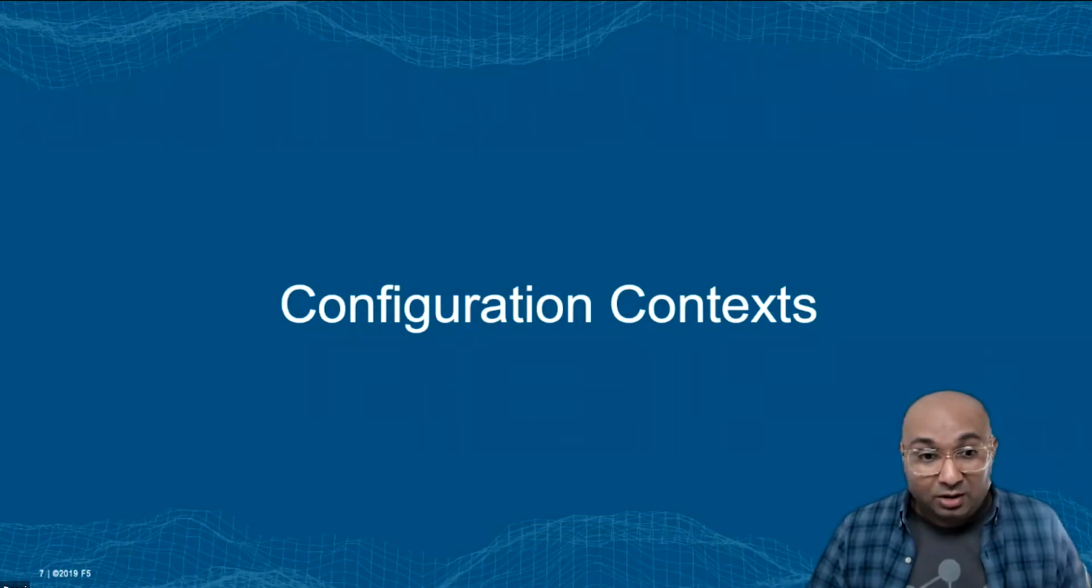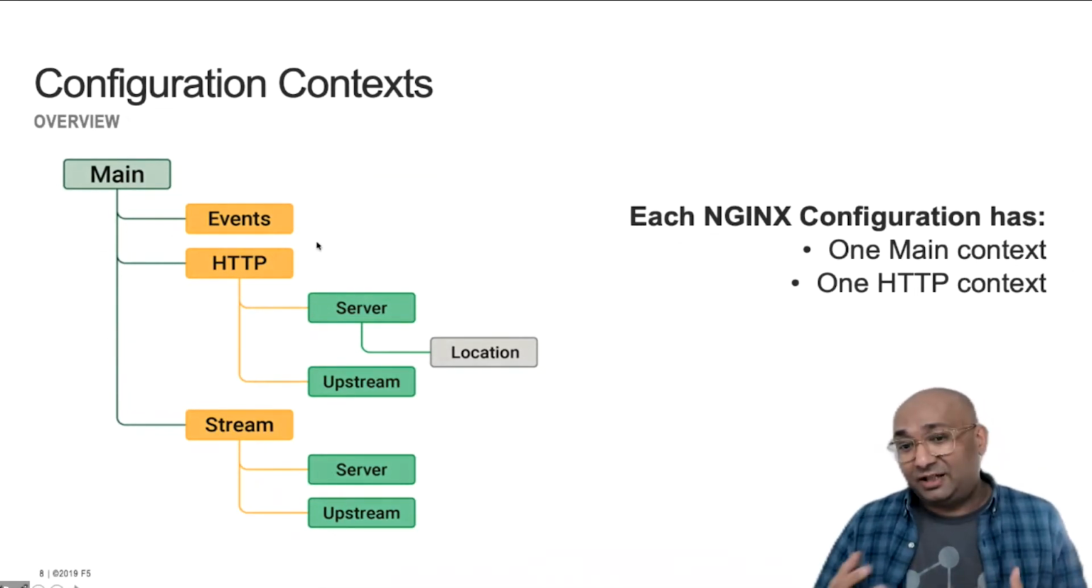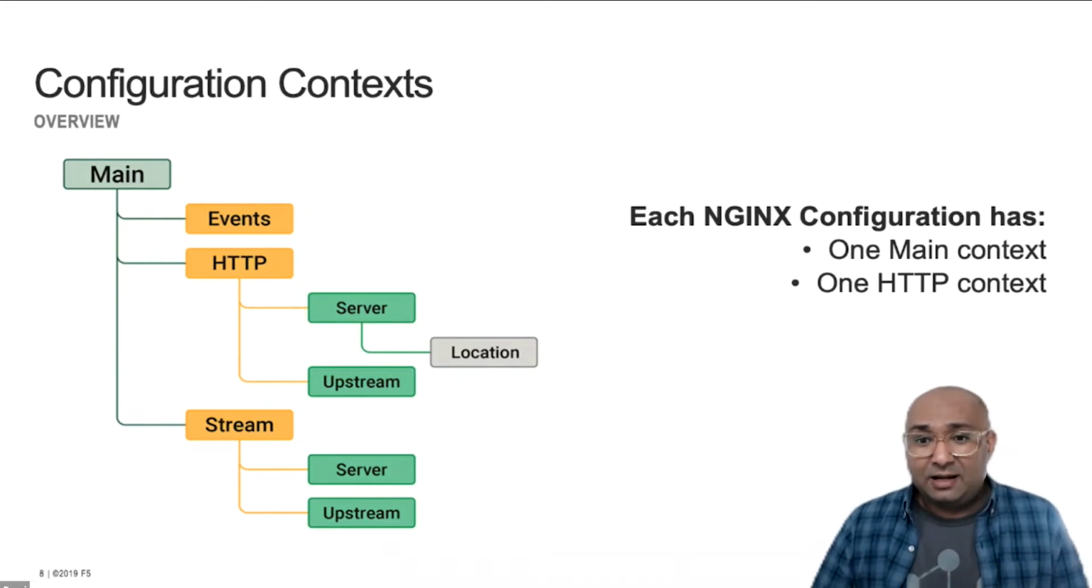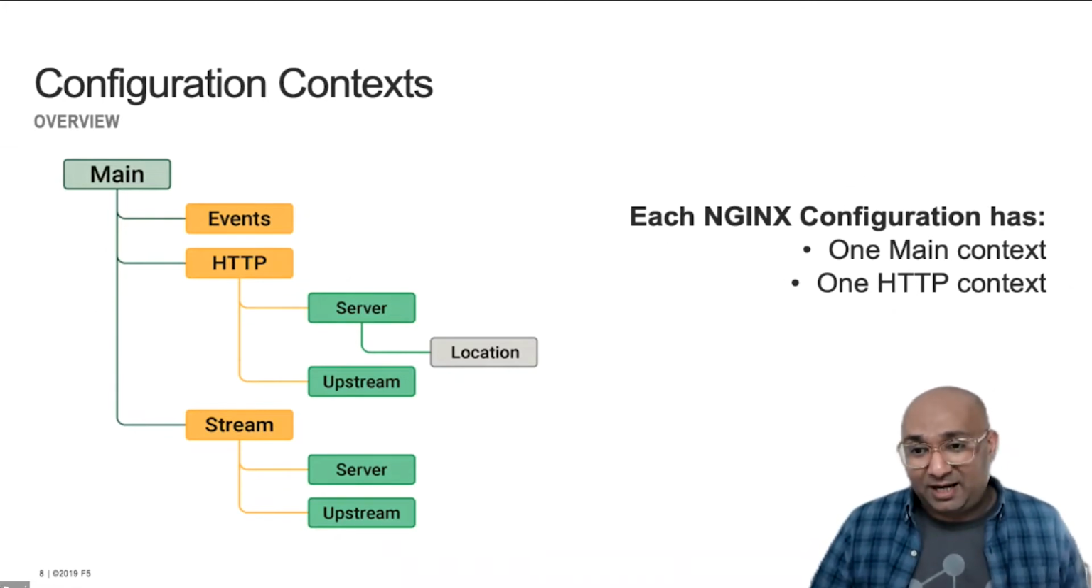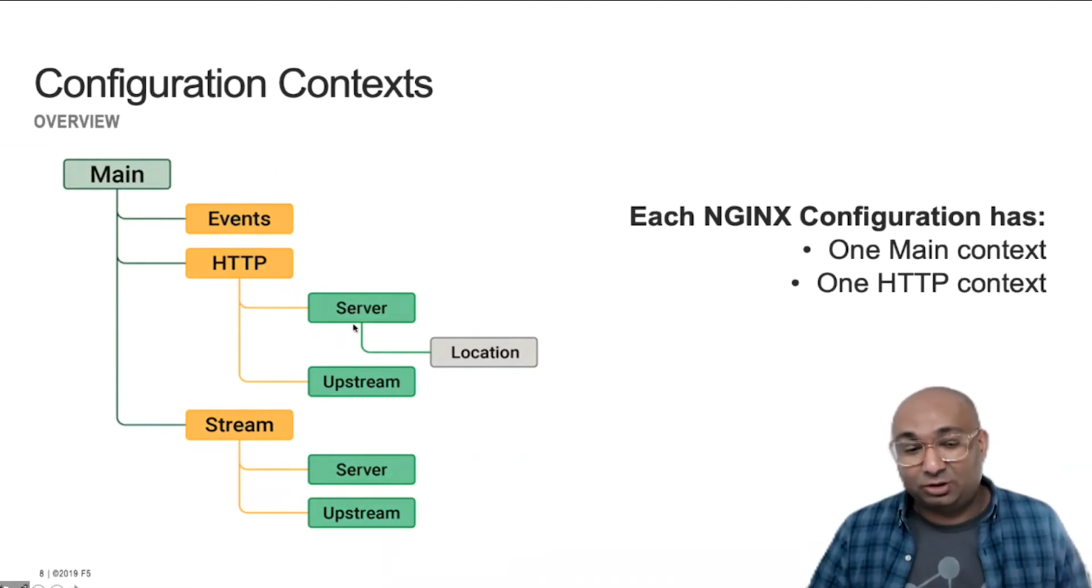So let's look at the configuration context. What you see on the screen is a configuration file. It consists of combinations of contexts and directives. So contexts include main, events, HTTP, stream, and others. Now, this is not a complete list, but these are the primary or top level contexts: the events, HTTP, stream. And within each of these contexts, there are child contexts as well.